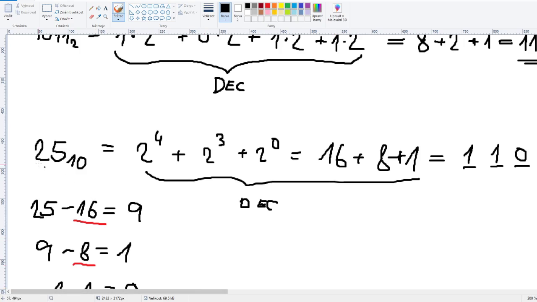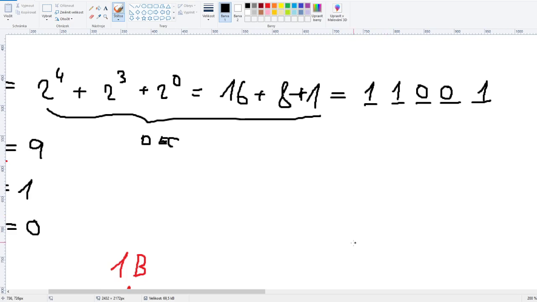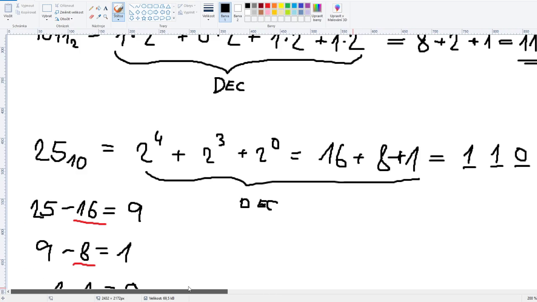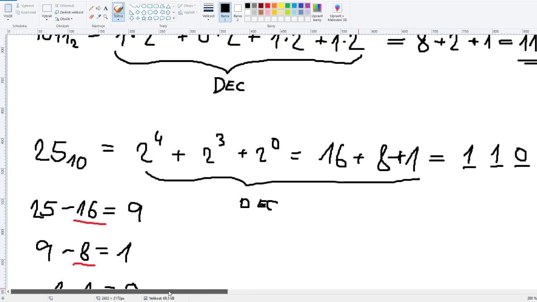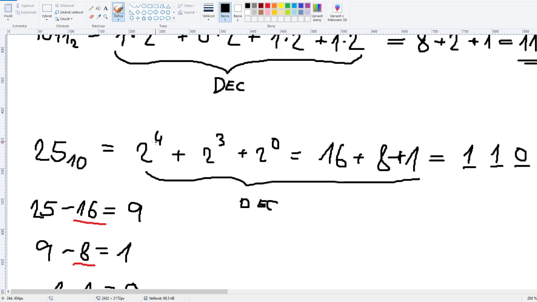By the way, if the original number is odd, then the binary number always ends with a 1. If it's even, then it ends with a 0, because all the other powers of 2 are even. So this would be our binary representation of the number 25, 11001. And that's kind of it. I can show you one more trick to do it faster, but in KTaNE this usually suffices.